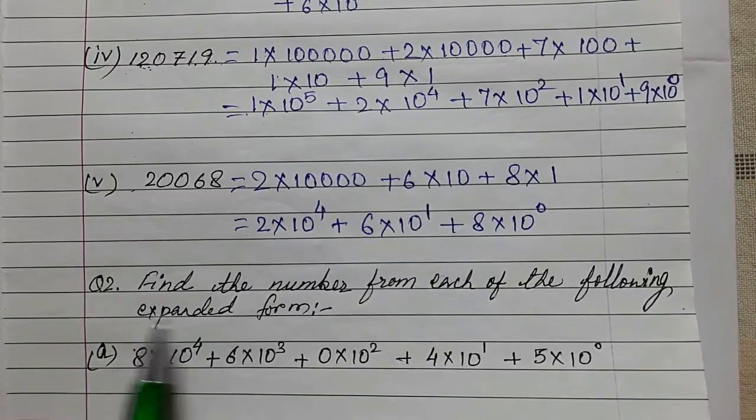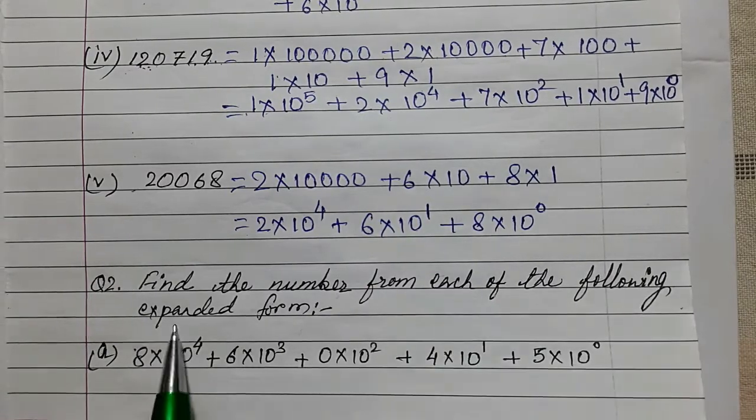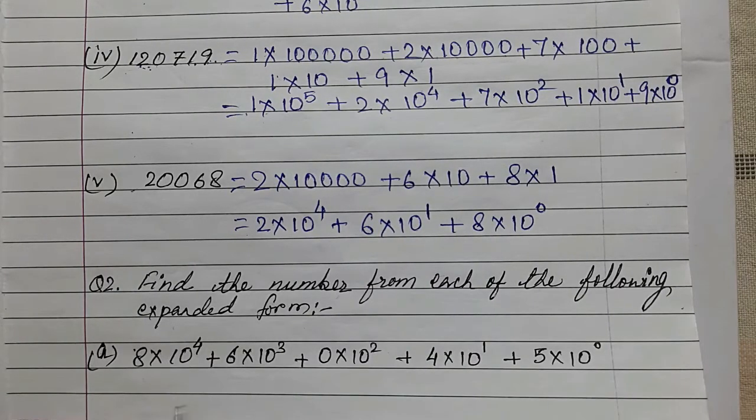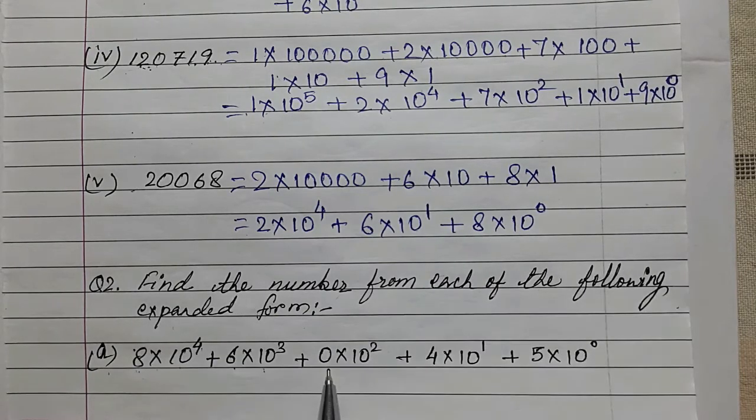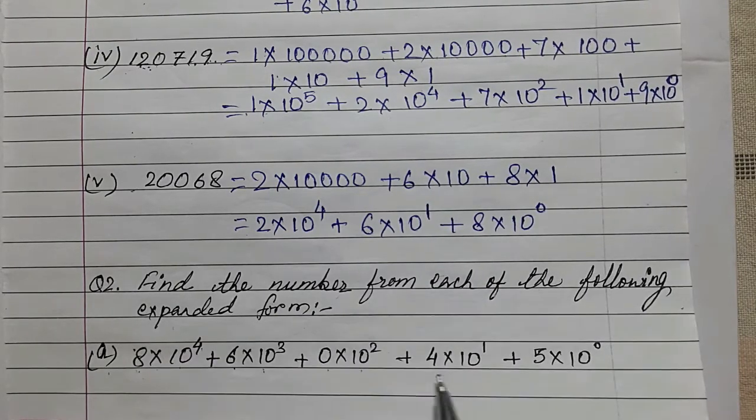Question number 2 says, find the number from each of the following expanded forms. What we have done in question 1, we have to do in reverse in question number 2. A: 8 multiplied 10 to the power 4. That means place value of 8 is 10,000. Place value of 6 is 1000. Place value of 0 is 100. Place value of 4 is tens. And the place value of 5 is ones.